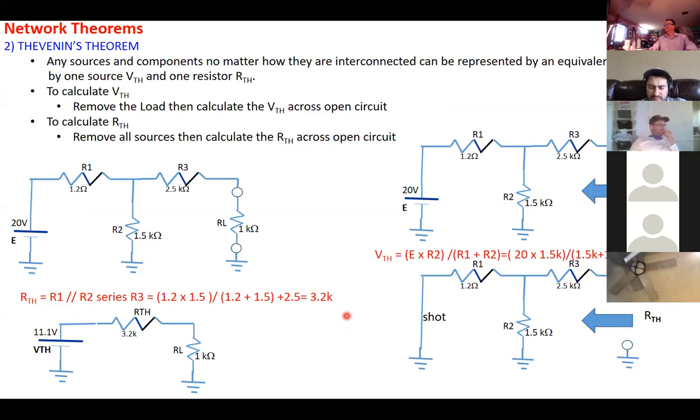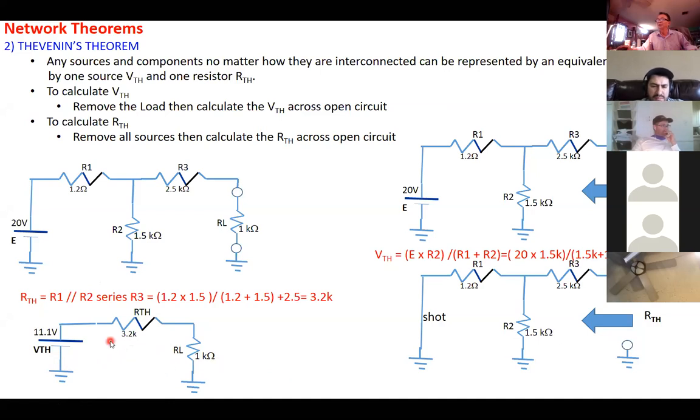Okay? After you're done, now this is the circuit you're supposed to get. One V Thevenin, 11.1 volts. One R Thevenin, you get 3.2K. Then now you can connect the load into that. Easy for you to calculate the current.